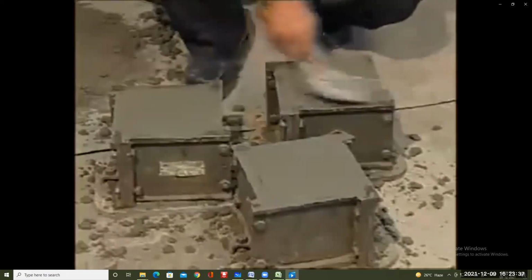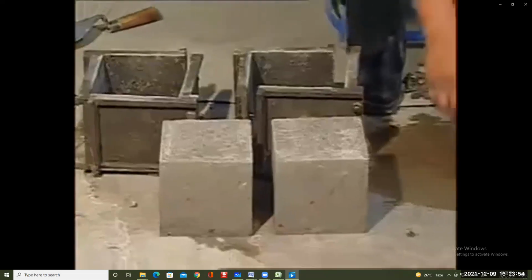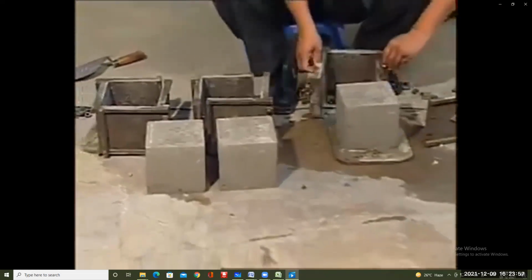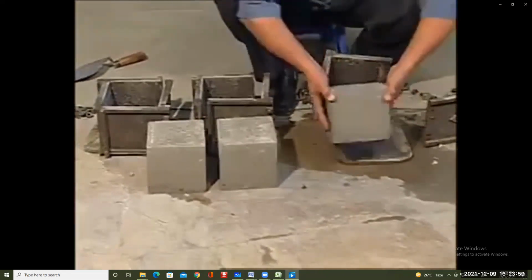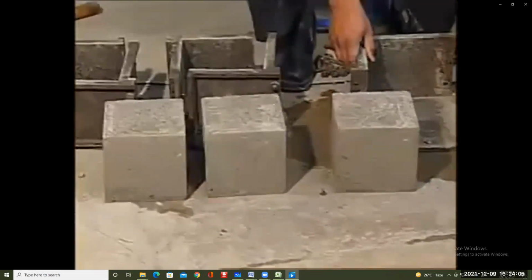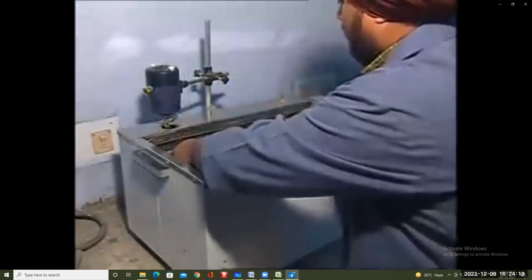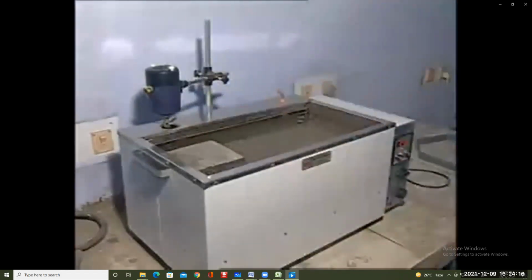After some time, the molds are covered with wet gunny bags and left undisturbed for 24 hours at a temperature of 27 plus minus 2 degrees Celsius at 90% relative humidity. After 24 hours, the specimens are removed from the mold. They are then kept submerged in clean, fresh water at a temperature of 27 plus minus 2 degrees Celsius.